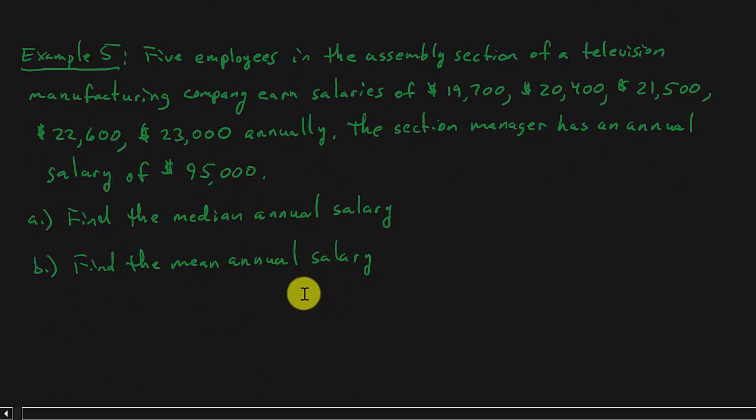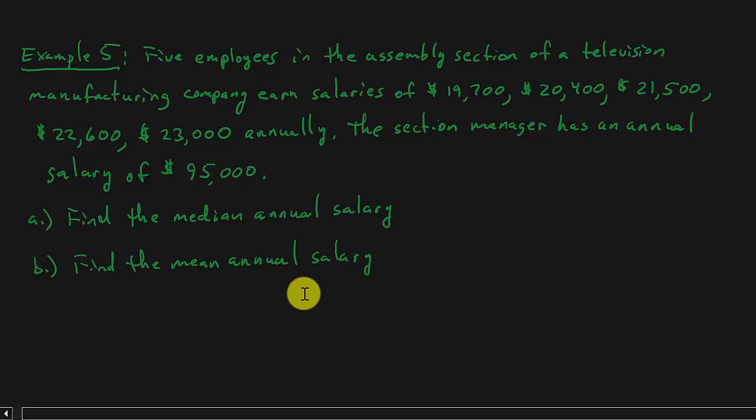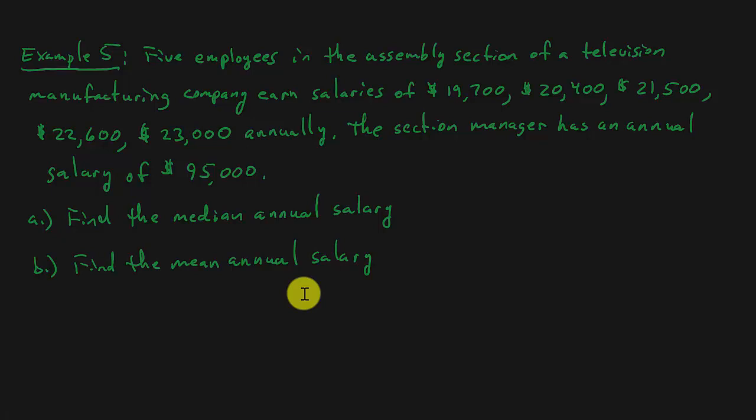All right, so let's look at this one. It says 5 employees in the assembly section of a television manufacturing company earn salaries of $19,700, $20,400, $21,500, $22,600, $23,000, and the section manager has an annual salary of $95,000. And they want us to find the median and the mean salary. Okay, so let's go ahead and do that.